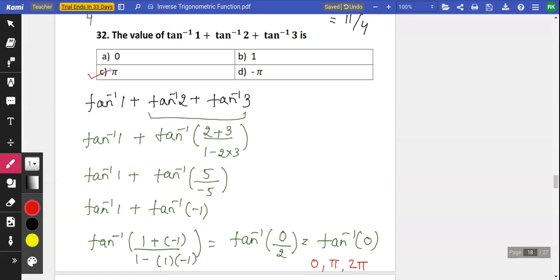The correct option is C because tan inverse 1 is an angle, some angle alpha. This tan inverse 2 is also some angle beta and tan inverse 3 is also some angle gamma. The addition of all three angles cannot be 0. That's why we cannot choose option A. So the correct answer is option C.